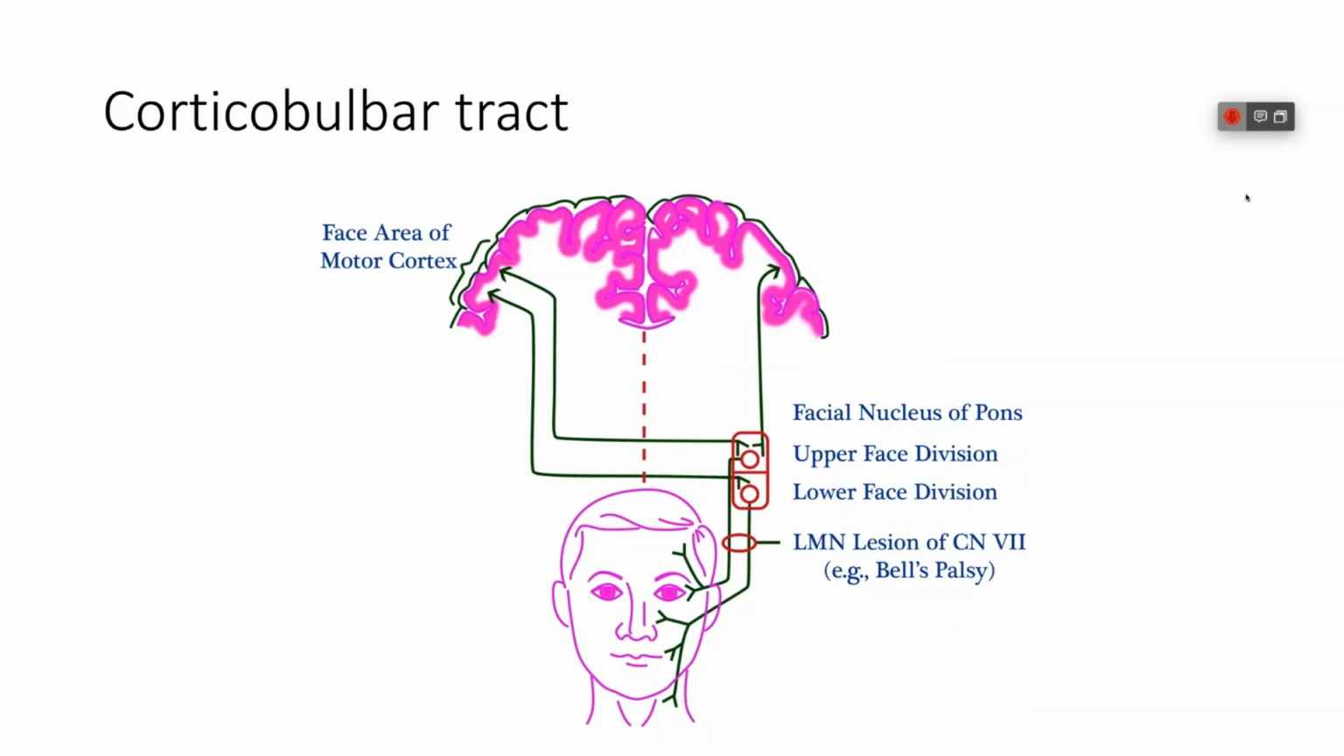So let's look at this diagram and understand why that is. So here is the facial nucleus, right? The facial nucleus gives rise to... what cranial nerve does the facial nucleus give rise to?